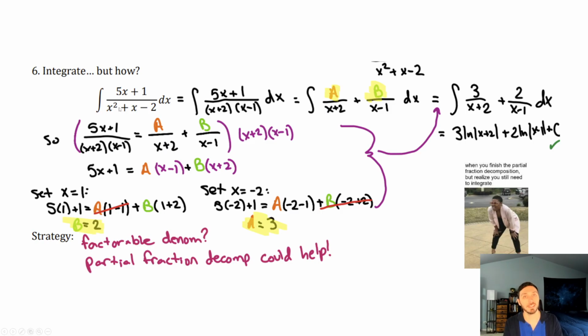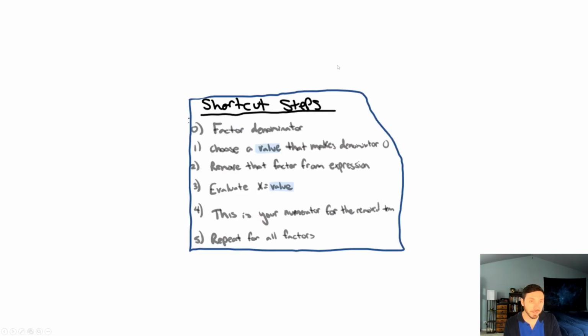On the AP Calc BC exam, we only ask quadratic denominators. So this works for those, but if you get cubic or quartic denominators, it depends on how it factorizes. So this is just a nice shortcut for AP Calc BC. Okay, so I'll show this process.